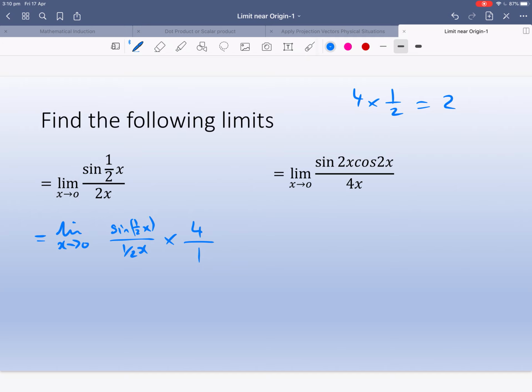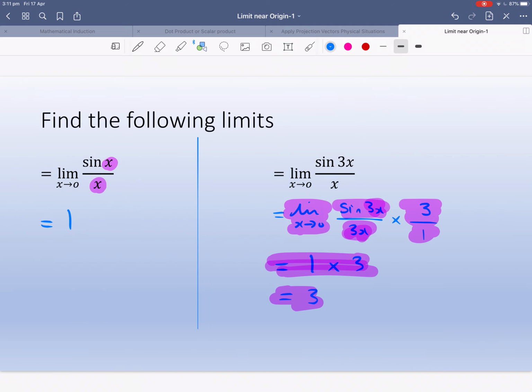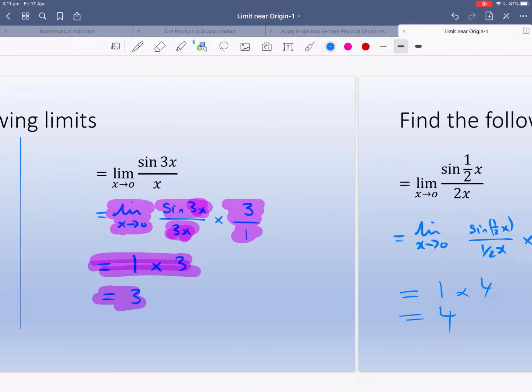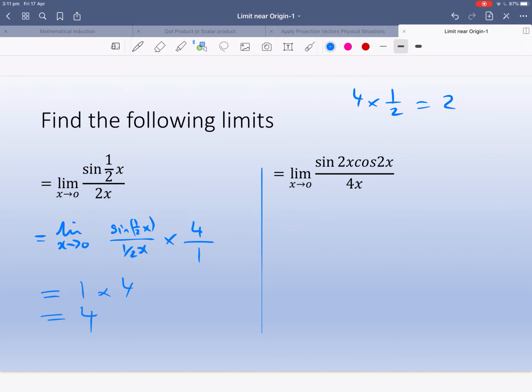All right, because, and you can do it even here, 4 times a half equals 2. So you can cross that out, and you'll get to the same result. So that equals 1 times 4, which equals 4. All right, so make sure you show all your working out. Make sure that it makes total sense. So it's just like what we did over here, that we tried to get it back to the original.